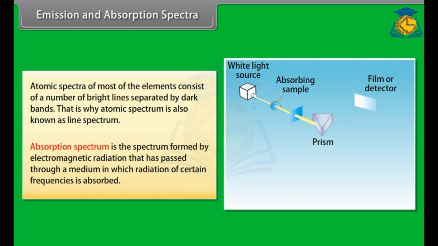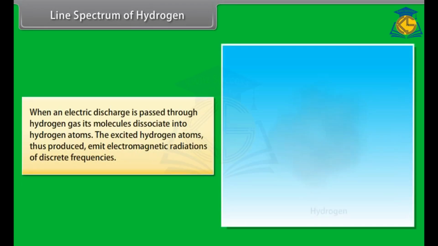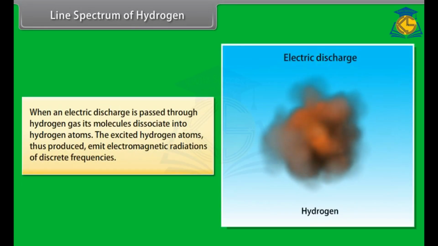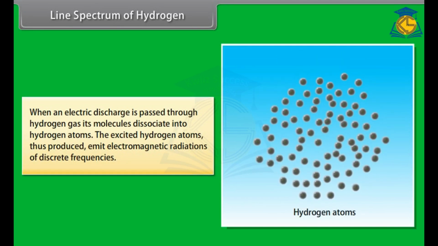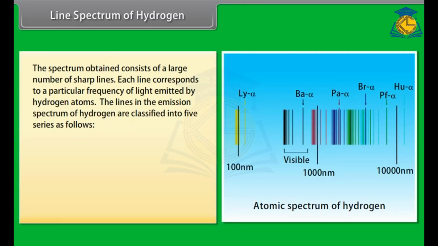Absorption spectrum is the spectrum formed by the electromagnetic radiation that has passed through a medium in which radiation of certain frequencies is absorbed. Line spectrum of hydrogen. When an electric discharge is passed through hydrogen gas, its molecules dissociate into hydrogen atoms. The excited hydrogen atoms thus produced emit electromagnetic radiations of discrete frequencies. The spectrum obtained consists of a large number of sharp lines. Each line corresponds to a particular frequency of light emitted by hydrogen atoms. The lines in the emission spectrum of hydrogen are classified into 5 series as follows.